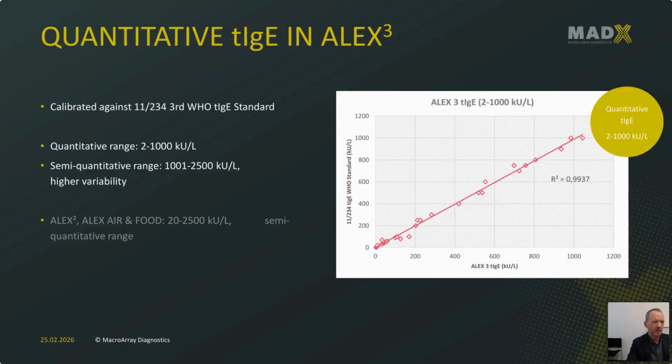An important addition to the Alex 3 is the quantitative determination of total IgE within the range of 2 to 1,000 kilounits per liter, as it's been directly calibrated to the WHO standard. Within the range of 1,001 to 2,500 kilounits per liter, total IgE is still determined semi-quantitatively, as it is in the Alex 2, and this is essentially due to the higher variability we see in the assay for this quantification range.